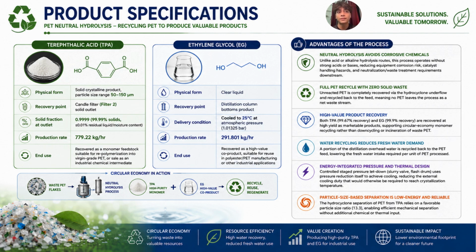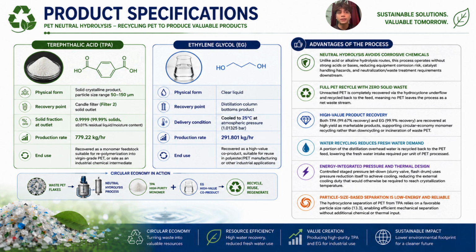Our primary product, terephthalic acid, is recovered as a solid crystalline powder with a controlled particle size range of 50 to 150 micrometers, collected directly from the candle filter solid outlet. It leaves the line at an extraordinary 0.999 solid fraction, representing 99.99% purity, with less than 0.1 residual moisture content. It is produced at a steady rate of 779.22 kilograms per hour, achieving a total TPA recovery rate of 99.67%, making it ideal for direct repolymerization into virgin plastic.